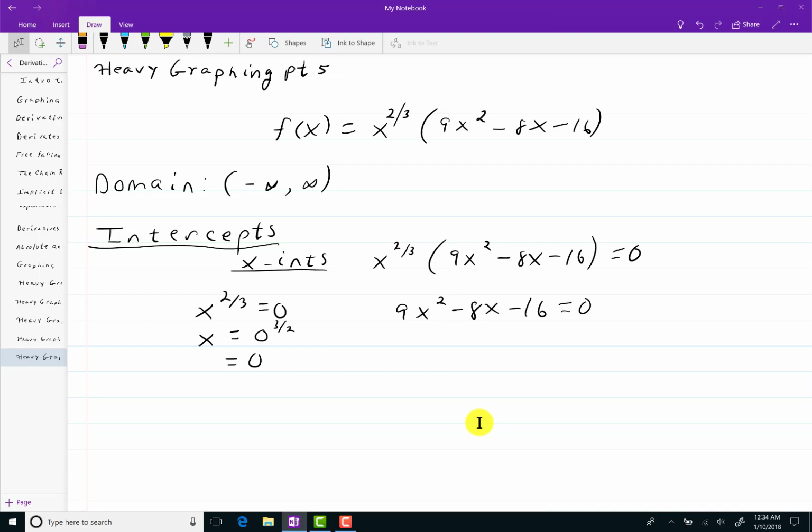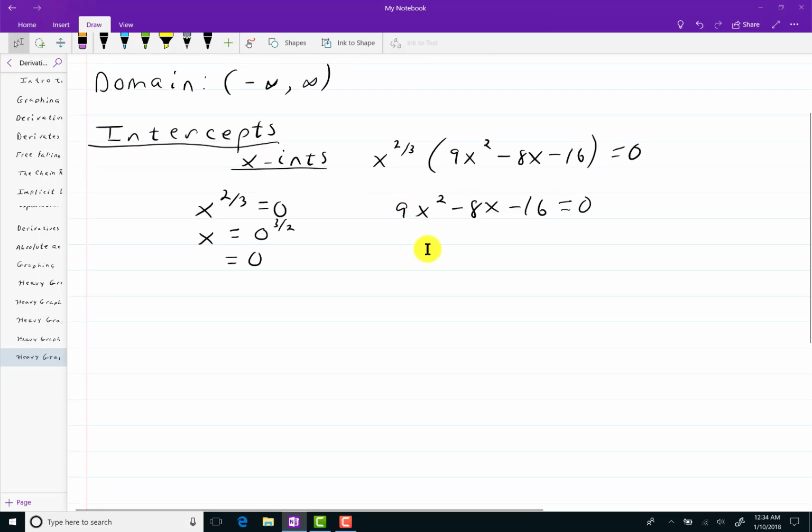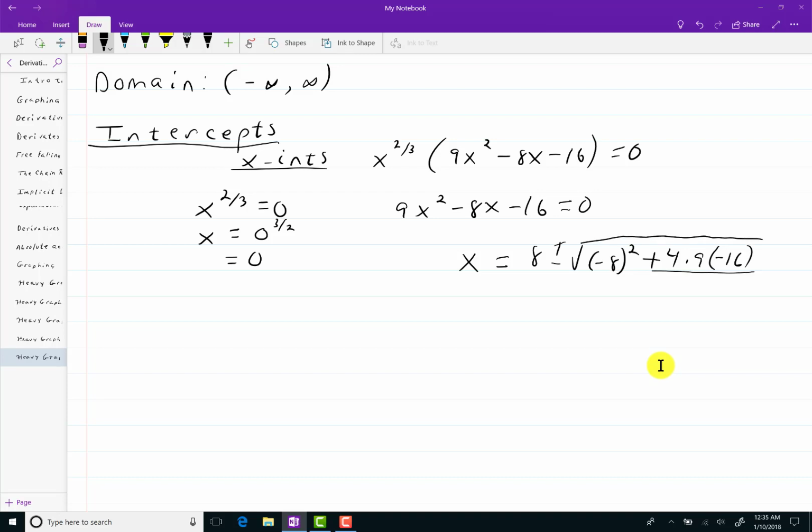I don't know if it factors. I mean, there's a lot going on with the numbers. I'm going to just go straight to the quadratic formula because I can do the quadratic formula faster than I can probably factor it anyway. So x equals 8 plus and minus the square root of negative 8 squared plus 4 times 9 times 16, all of that over 2 times 9.